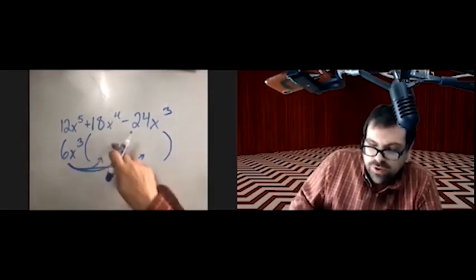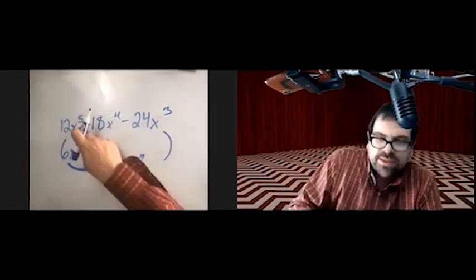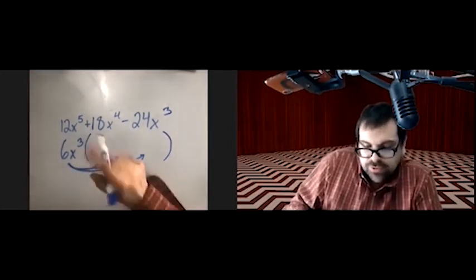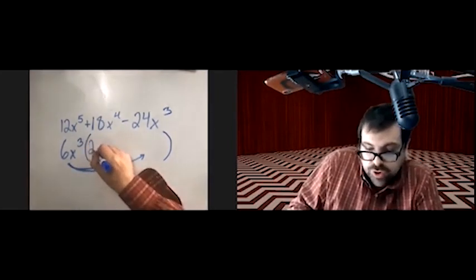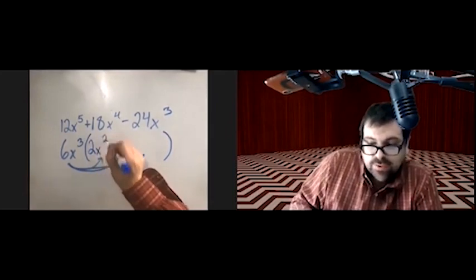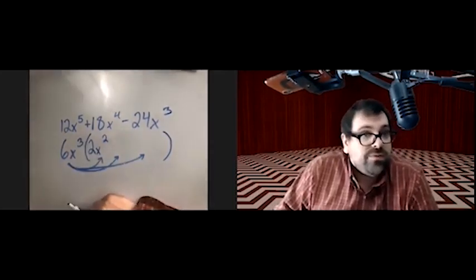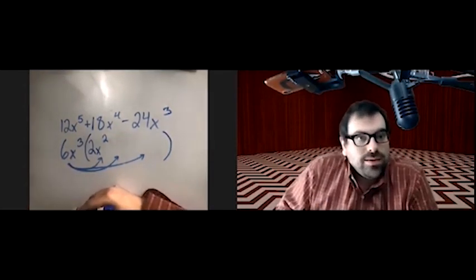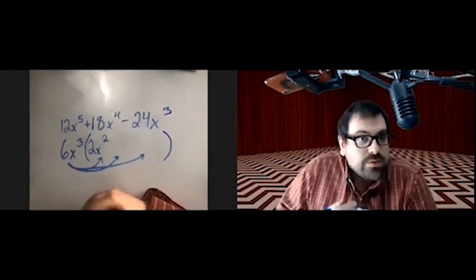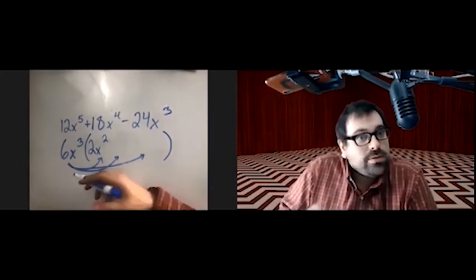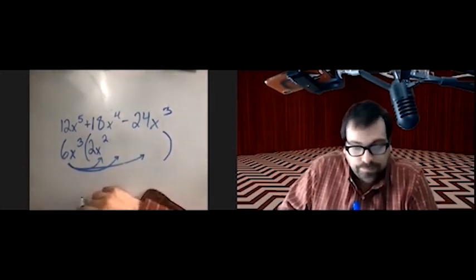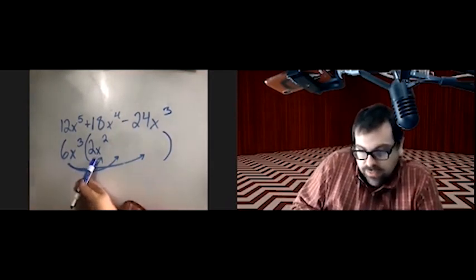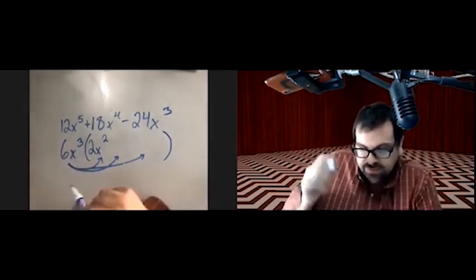6x cubed, what would go here to give us 12x to the 5th? 6x cubed times 2x squared would be 12x to the 5th. Now you're seeing why we did work with exponents, why we learned these rules. We need them to be able to factor. And just to check, 6x cubed times 2x squared, 12x to the 5th, yep.